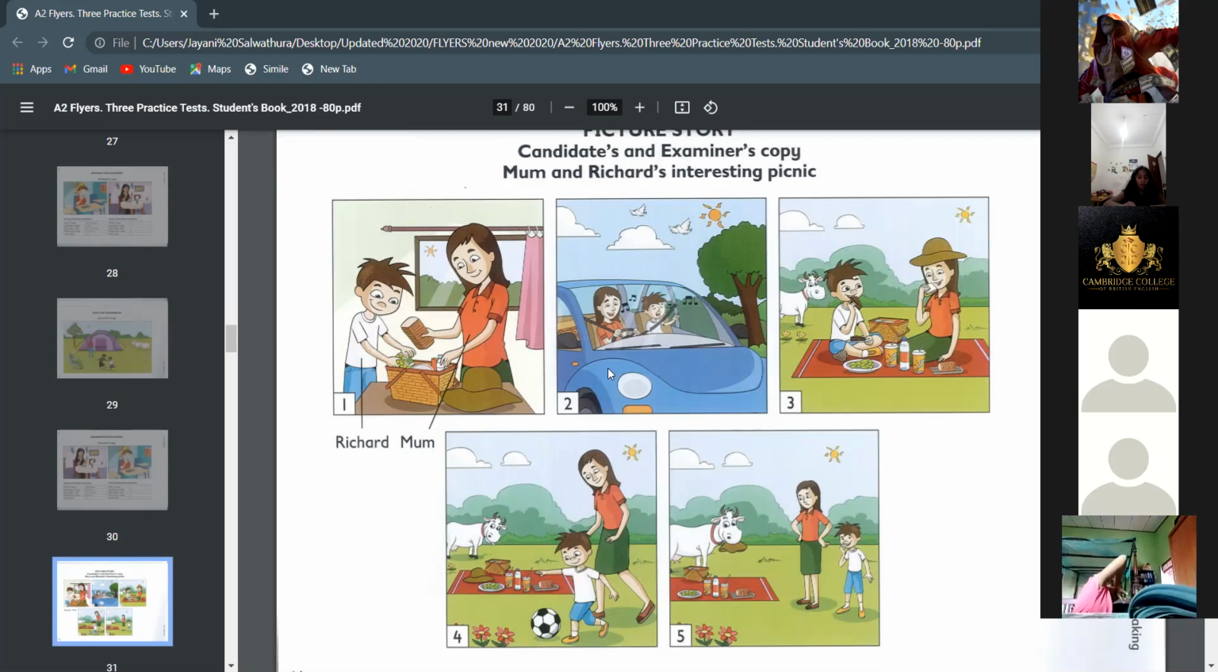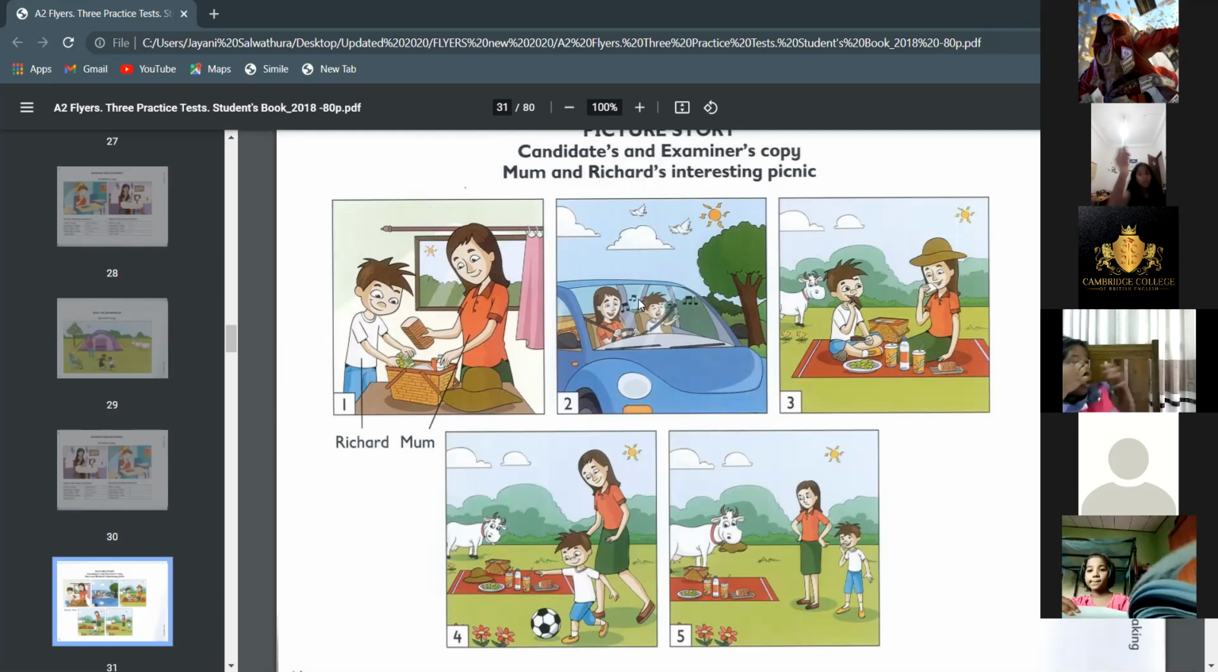These pictures tell a story. It is called Mom and Richard's Interesting Picnic. Just look at the pictures first. It's a sunny day today. So Mom and Richard are getting ready for a picnic. Richard is helping Mom. Mom and Richard are driving in the countryside. They are singing and they are very happy. Mom and Richard are having a picnic.